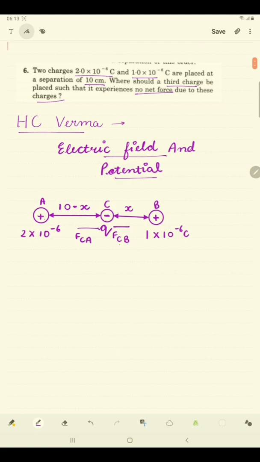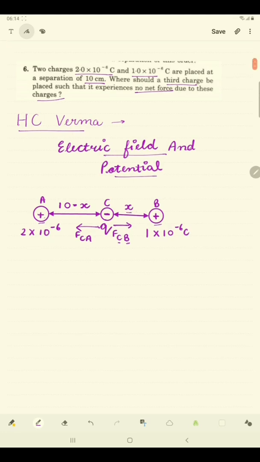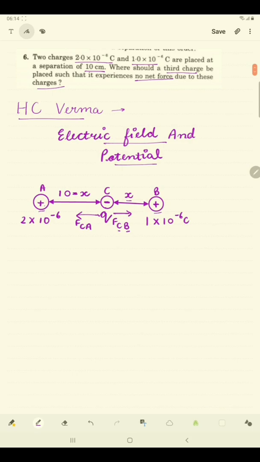If we were to take a negative charge in between the two positive charges, the force on this particle C due to A is in this direction, and the force on the particle C due to the particle B is in this direction. We have a separation of x between the B and C charges and 10 minus x between A and C, because the total separation is 10 centimeters, that's why we can write 10 minus x centimeters.